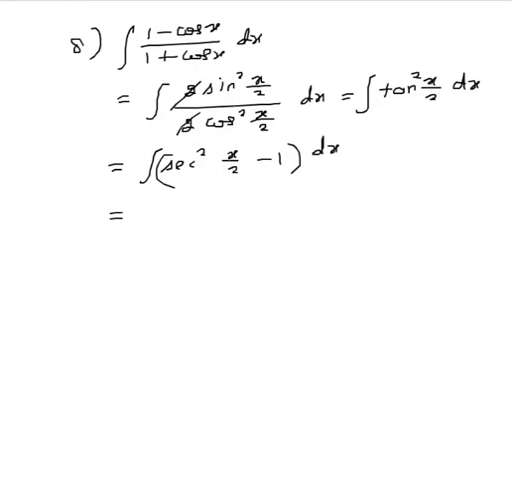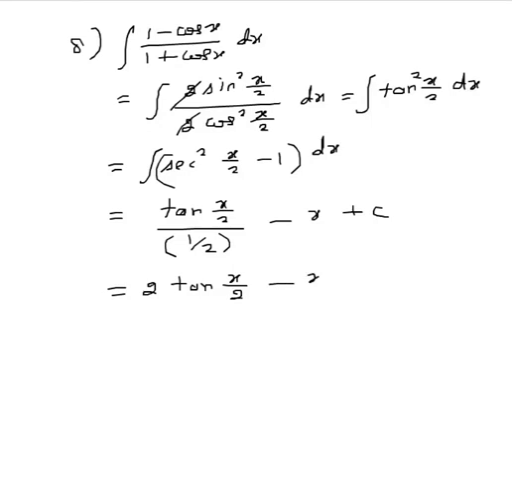Now let us integrate. Integral of secant square is tan of x by 2 and divide by the coefficient of x, which is half. And integral of 1 with respect to x is x, plus c. Therefore, the answer is 2 times tan of x by 2 minus x, plus c.